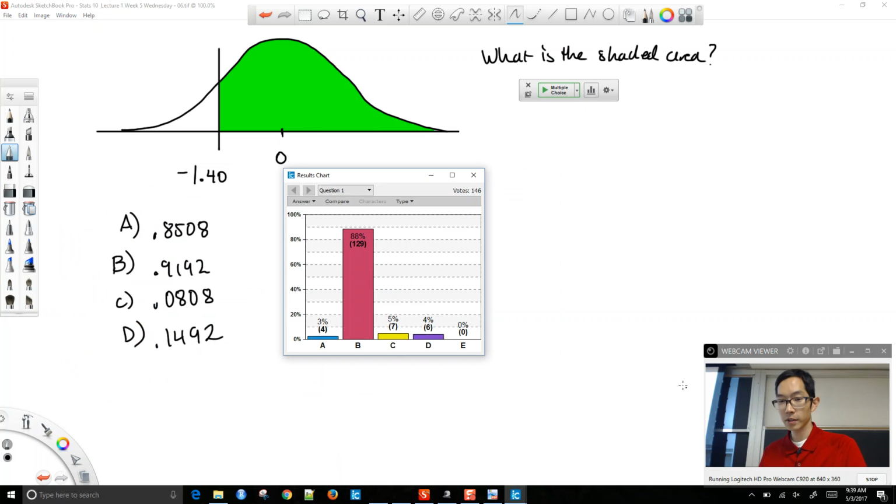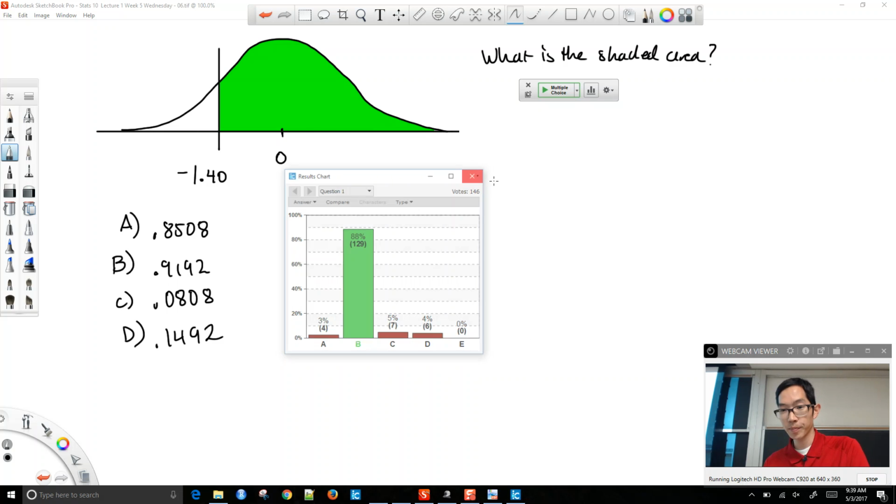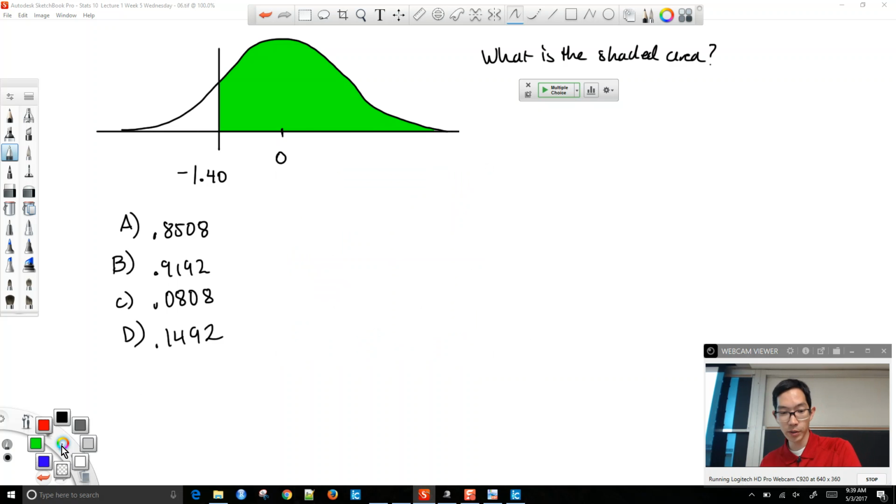All right, let's take a look. It looks like most of you got it. That is correct. Our answer is 0.9192. Some of you did not get that right. What we do is, our z is equal to negative 1.40, which means the row is going to be negative 1.4 and the column will be 0.00.